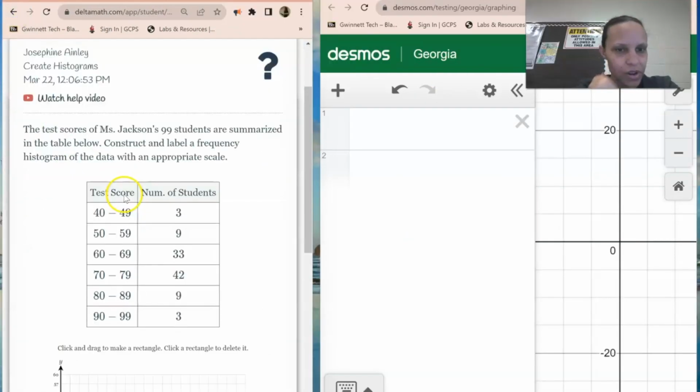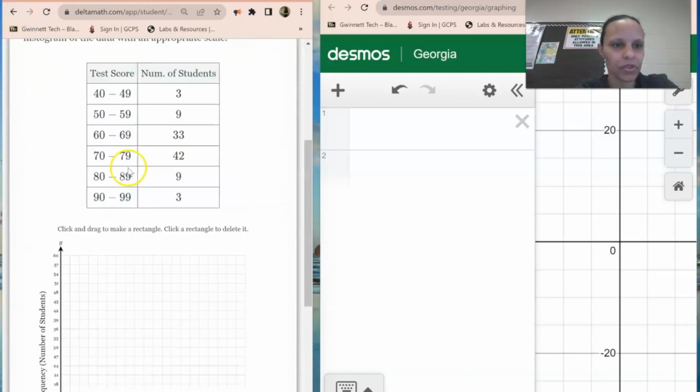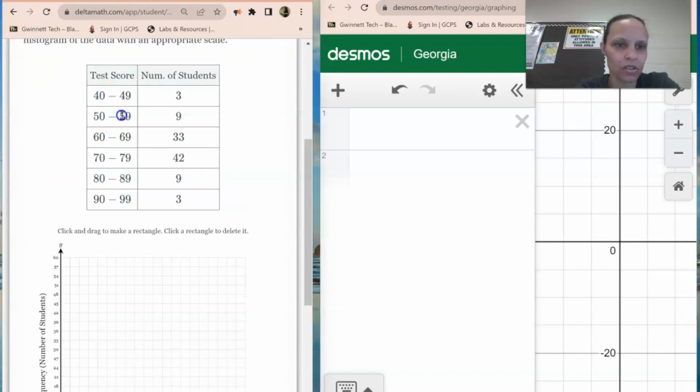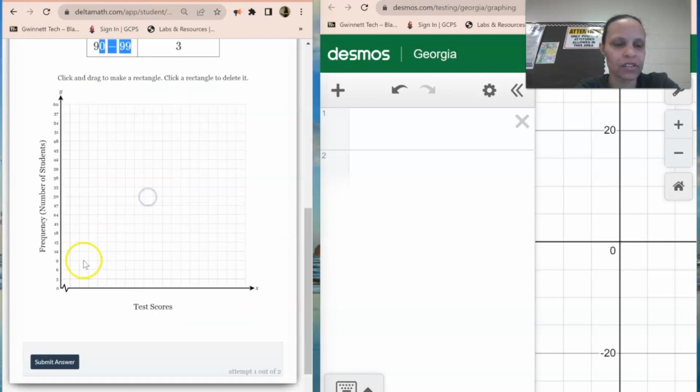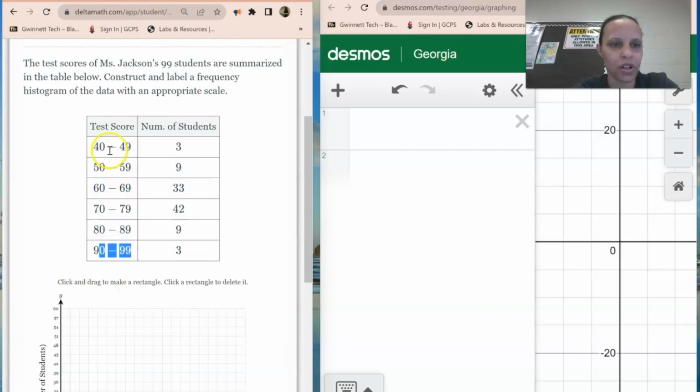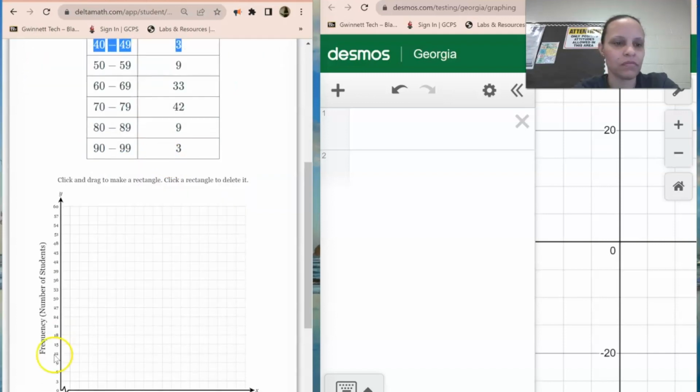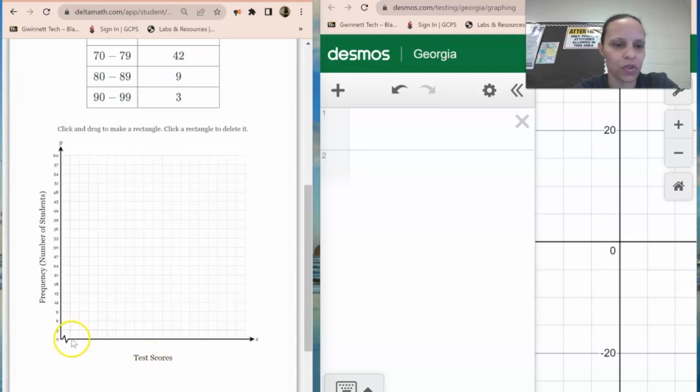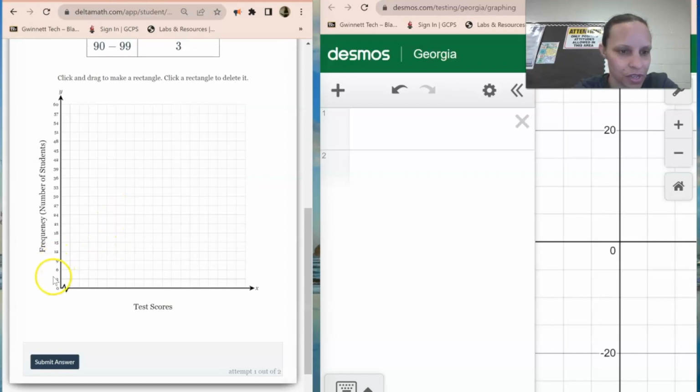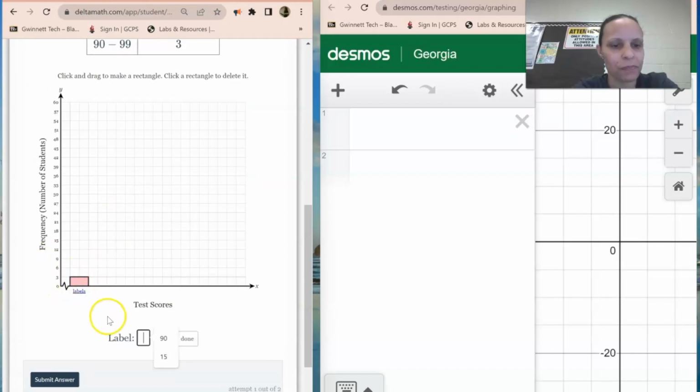All right, creating histograms is relatively easy. I need 1, 2, 3, 4, 5, 6 different spaces. I'm going to just do 2 boxes for each space because they're all the same. It's 40 to 49, so it's 9 boxes in between. And I need it to happen 3 times, 9 times, 33 times, 42, 9, and 3. So I'll start with the first one. So 40 to 49, okay, so those are my test scores. From 40 to 49, I need it to happen 3 times. So 3 students right here, 40 to 49. So just drag and drop and then label it.